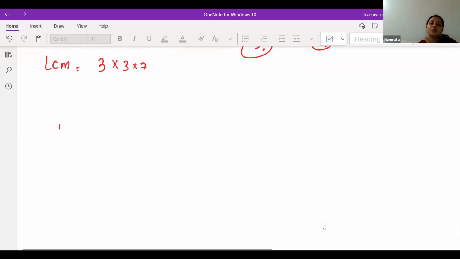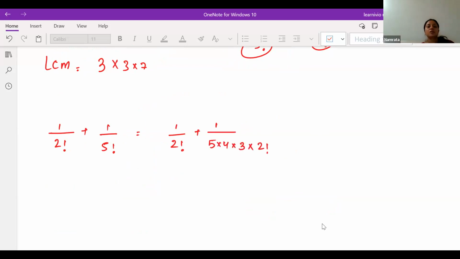Now, if we are having 1 by 2 factorial plus 1 by 5 factorial, can I say 1 by 2 ko to 5 nahi bana sakte, lekin 5 ko tod ke 2 tak aake ruk sakte. So we can say 5 into 4 into 3 into now 2 factorial. Are you getting it? Yes, ma'am. So this is how we can break it, the larger number in terms of the smaller numbers factorial. Whatever you need, just stop it over there.